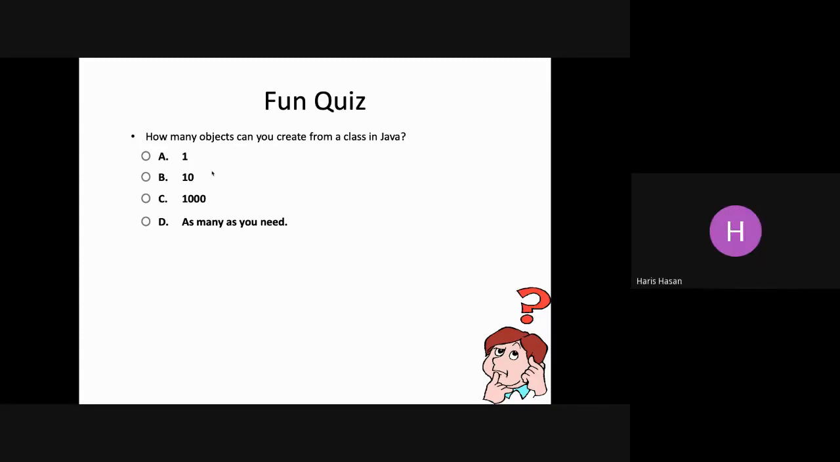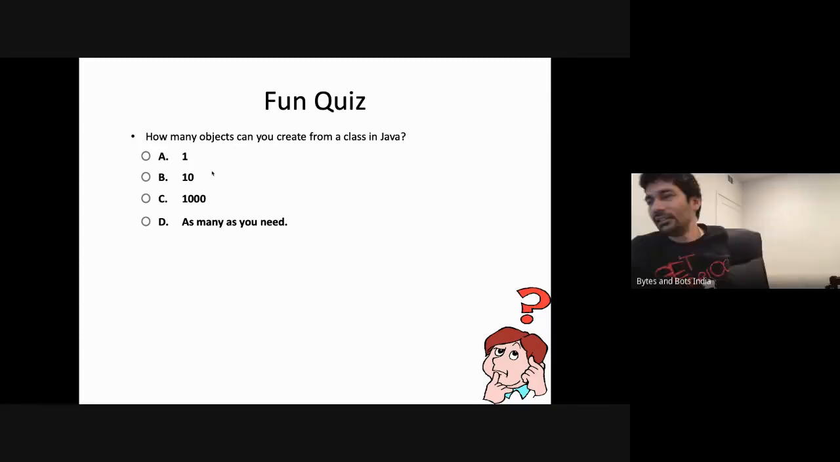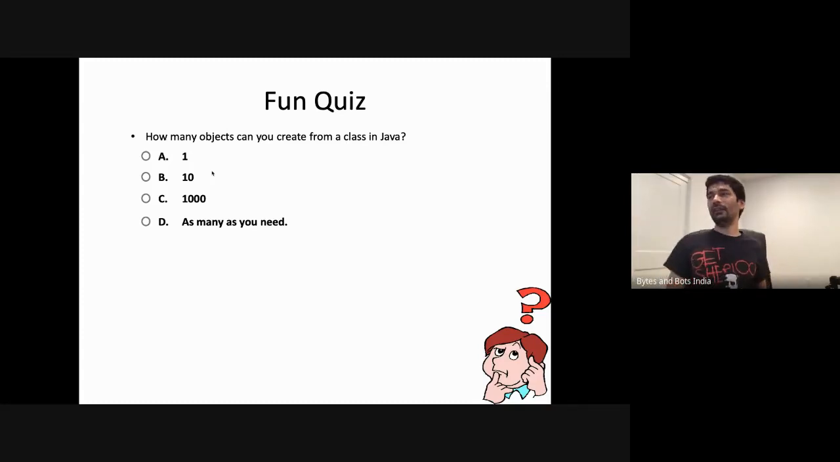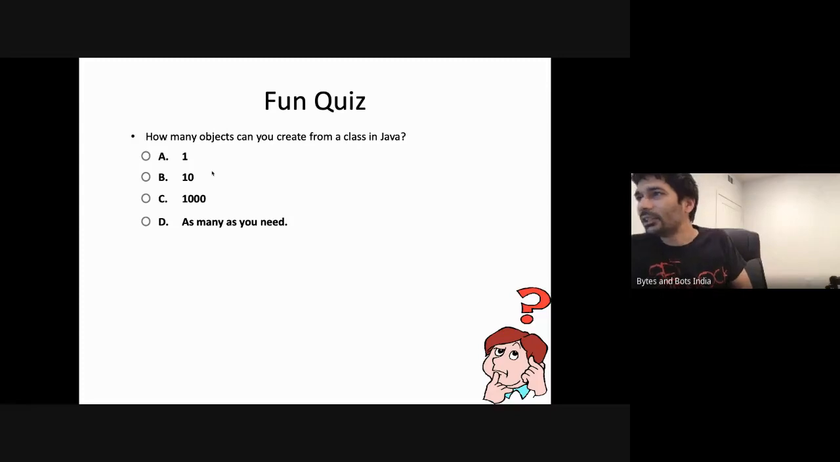Because the class. Right. Once you have the class, then you can create as many objects as you need. Cookie cutter example, right? Cut as many cookies as you want.